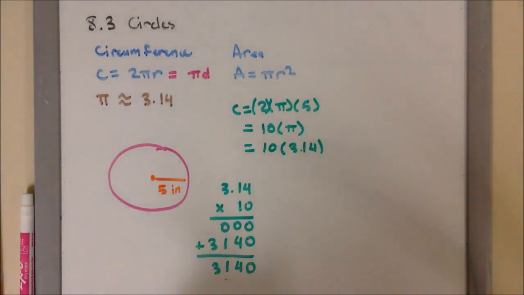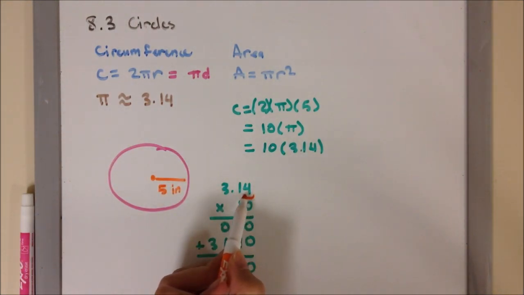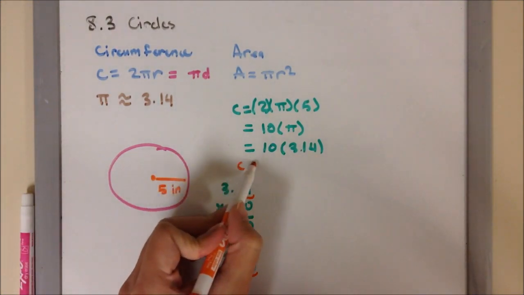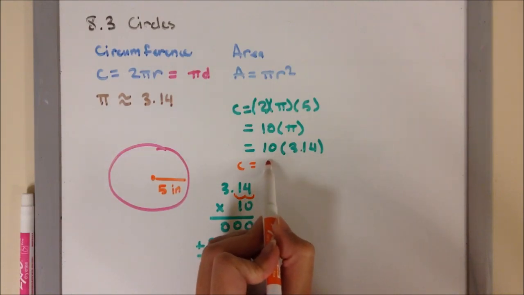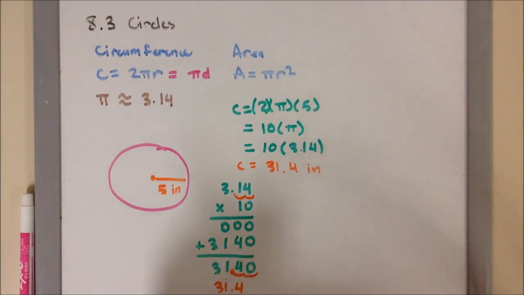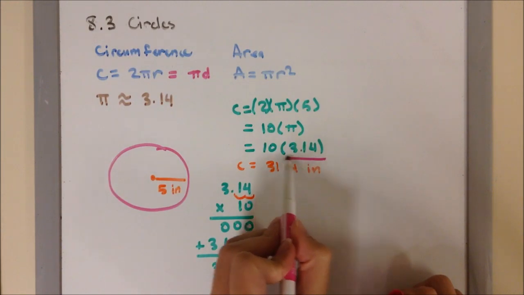Now from there, if I take a look at the original number, it has 2 decimal places. So starting from the right, I'm going to move 2 decimal places. So this will become 31.4. So my circumference is 31.4 inches. So that's my final answer for the circumference.